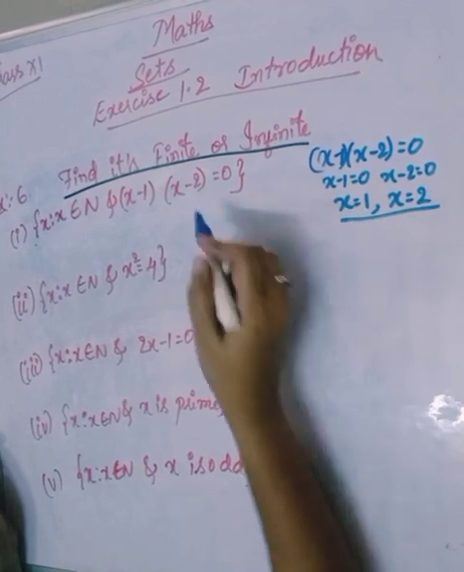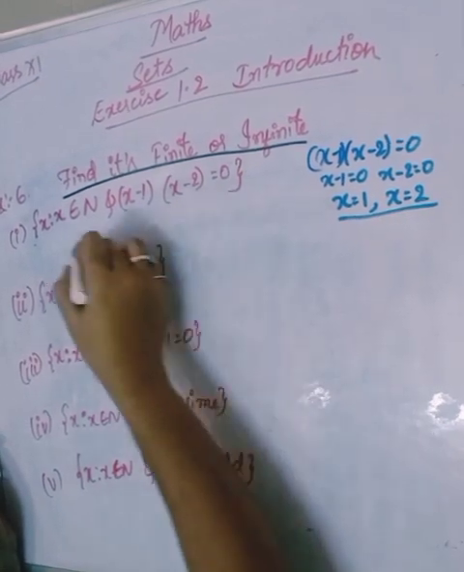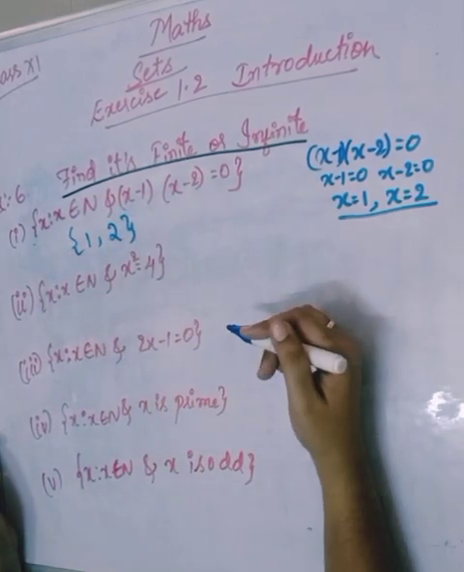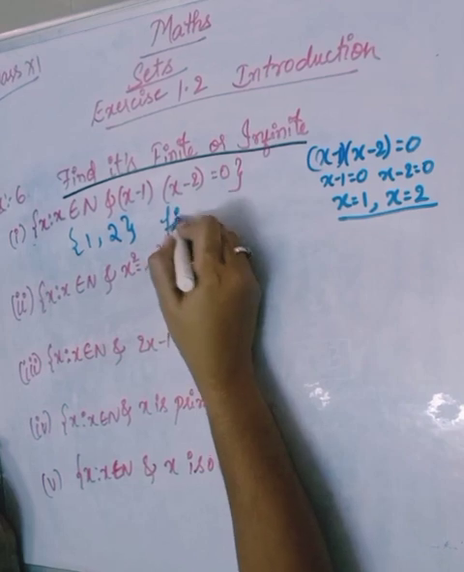That means what answer are we getting? That is {1, 2}. Can we count this? Therefore it's finite.